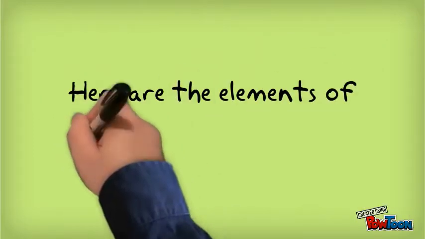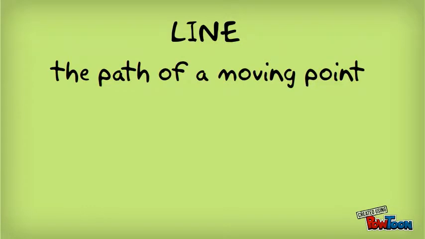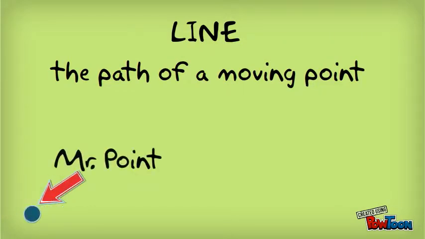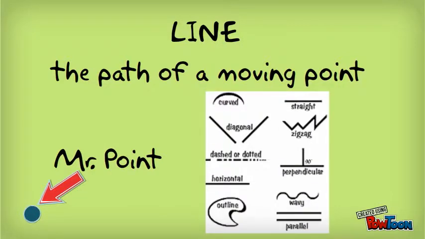Here are the elements of art with some examples. Line is the path of a moving point. This is Mr. Point. If he moves around, he creates paths that are straight, zigzag, diagonal, dash, horizontal, vertical, wavy, etc., etc.